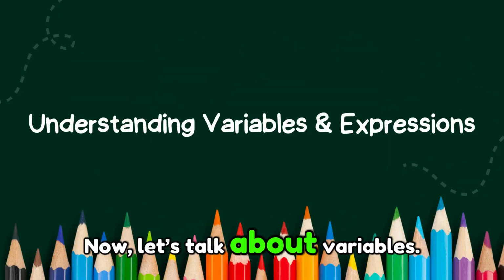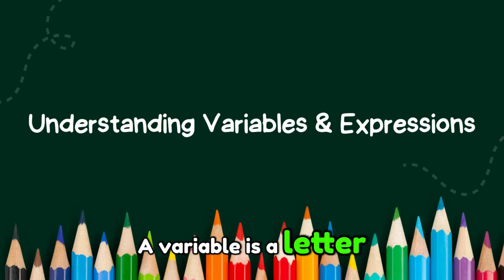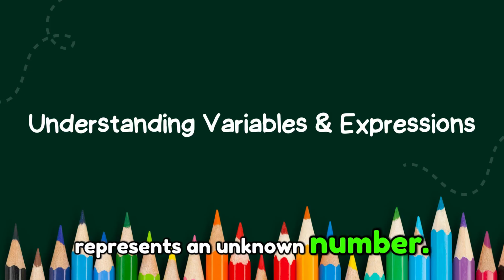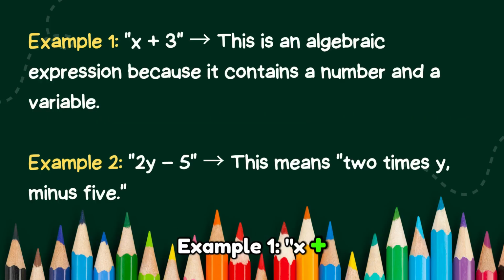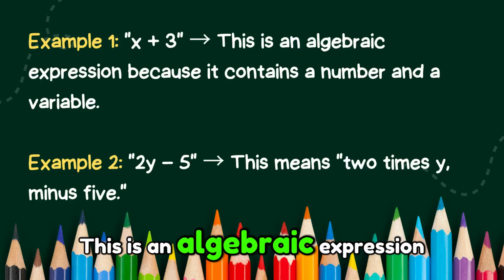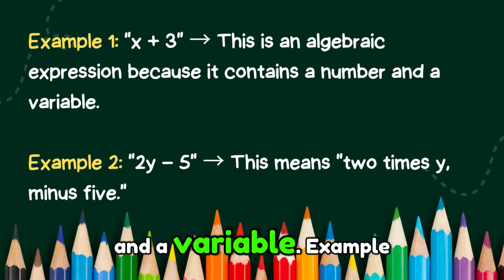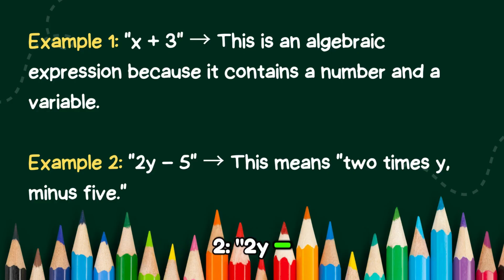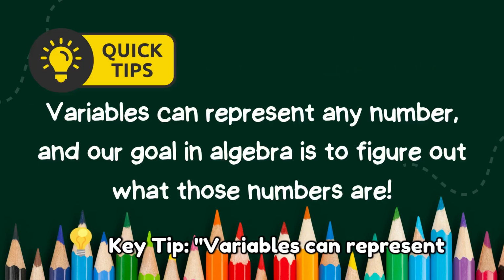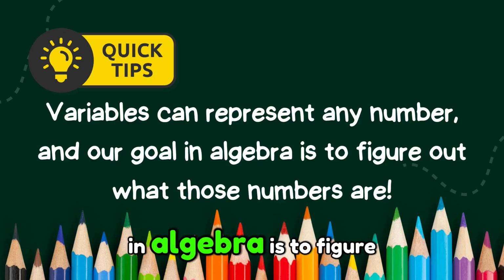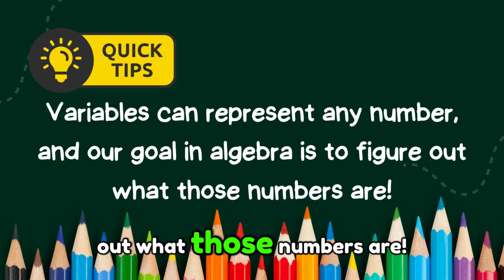Now, let's talk about variables. A variable is a letter like x, y, or z that represents an unknown number. Example 1, x plus 3: this is an algebraic expression because it contains a number and a variable. Example 2, 2y minus 5: this means 2 times y, minus 5. Key tip, variables can represent any number, and our goal in algebra is to figure out what those numbers are.